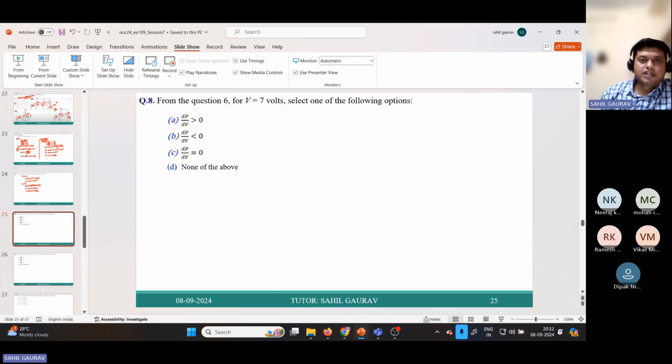So the maximum power point voltage for this problem is given as 9 volt. So VM they have provided 9 volt. So they are asking for a voltage of 7 volt. Which of the following options is correct?